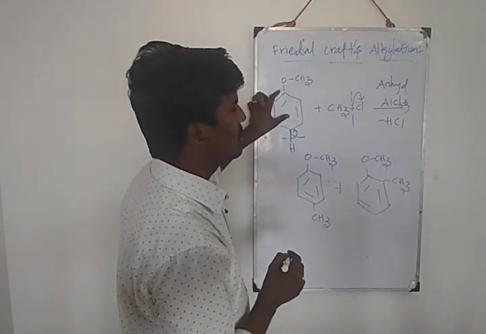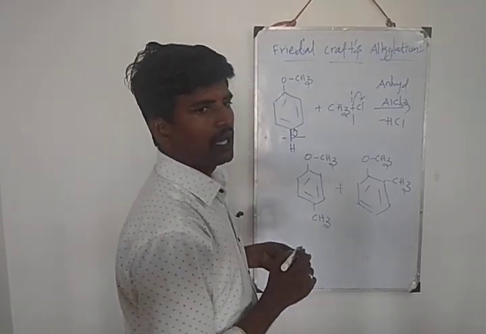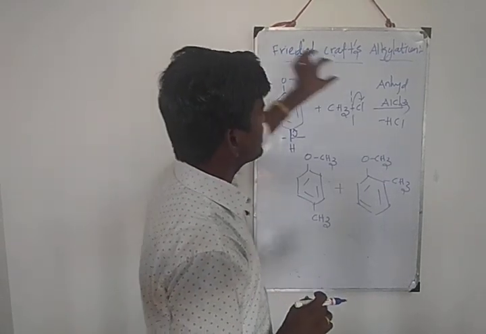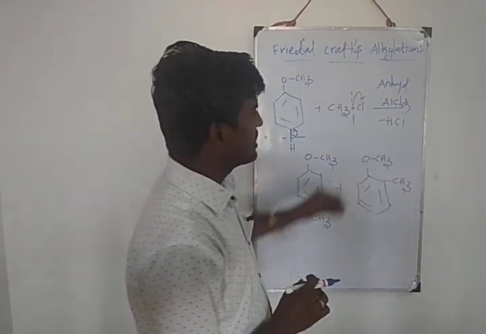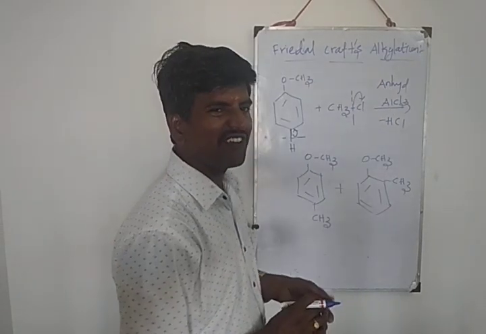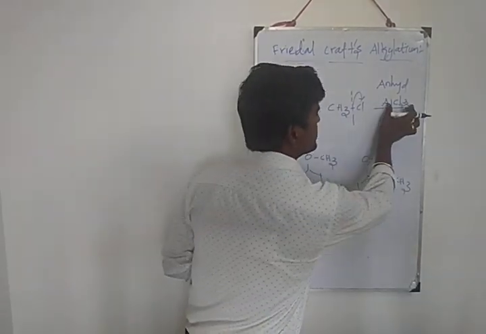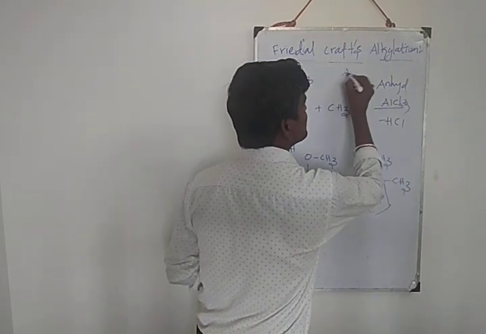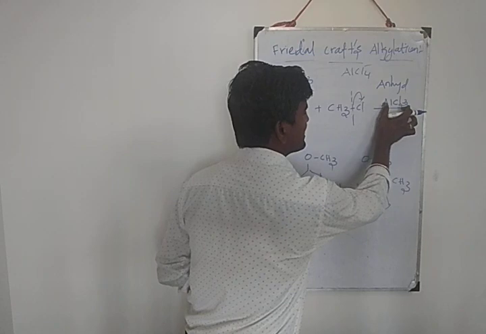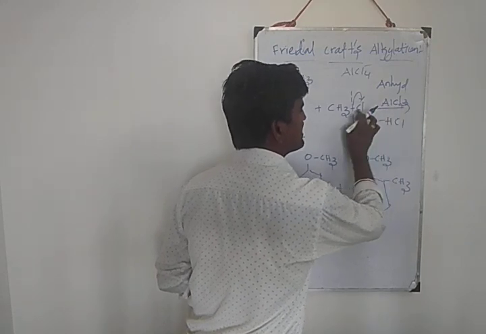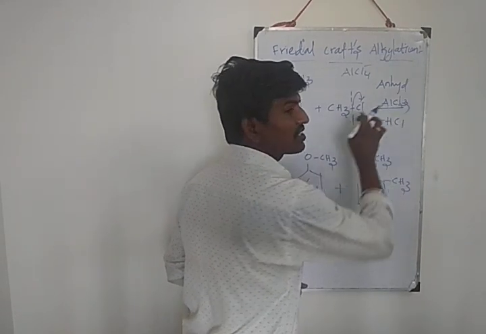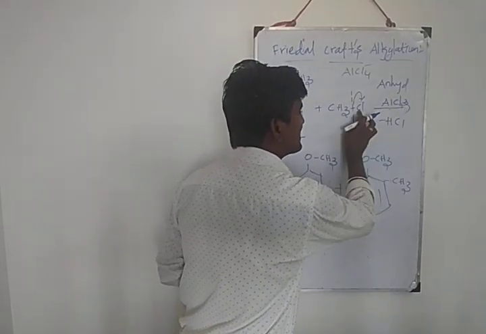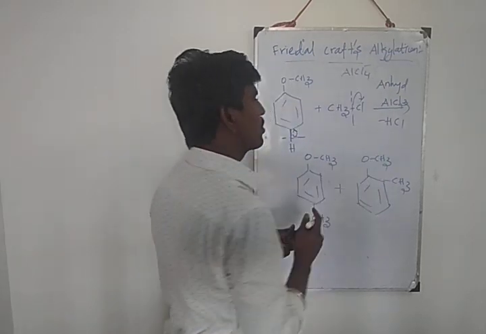Listen here. This is anisole. I am going to do alkylation. Alkylation means what? Addition of an alkyl group. Here the Friedel-Crafts reagent is anhydrous aluminum chloride. It is an electron deficient compound, and always accepts electrons. So this AlCl3 accepts Cl minus. Why does it accept Cl minus? Because this is an electron deficient compound. It is a Lewis acid. So it accepts Cl minus and becomes AlCl4 minus.